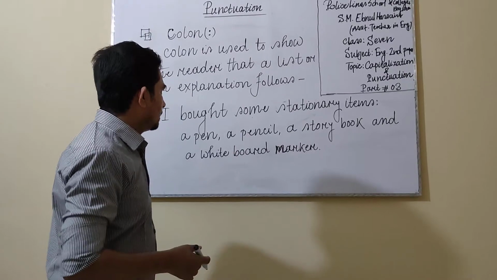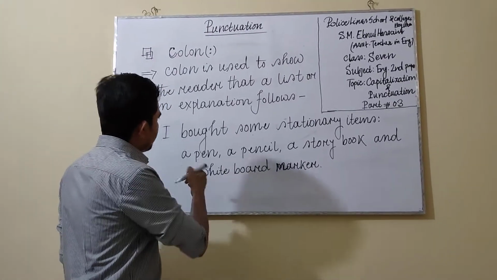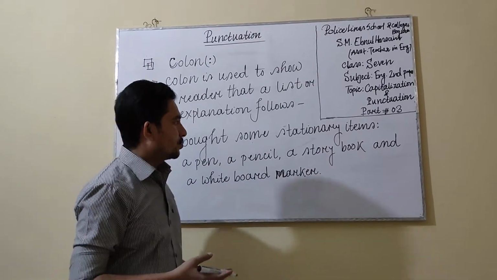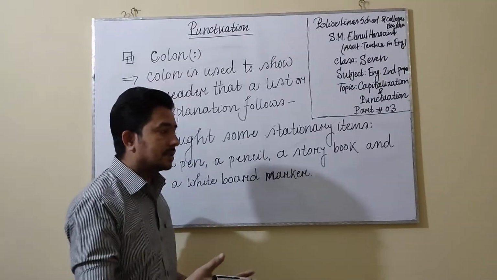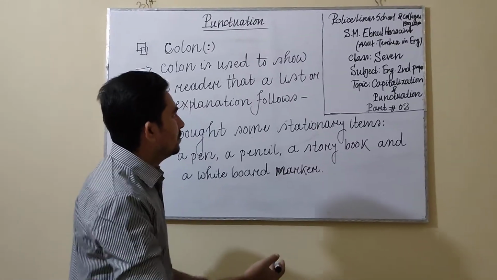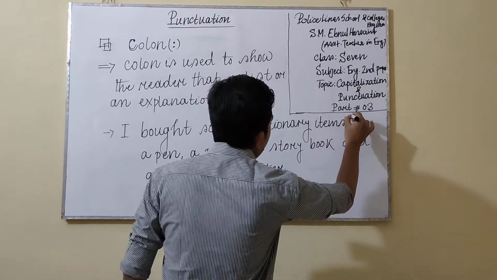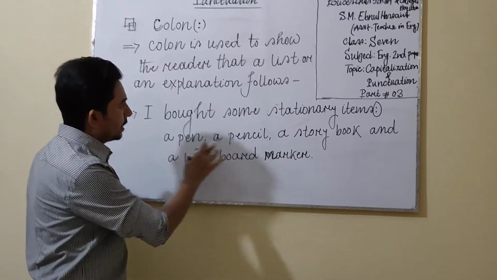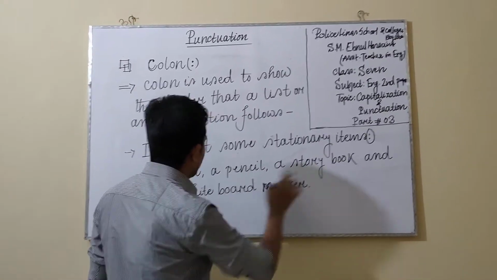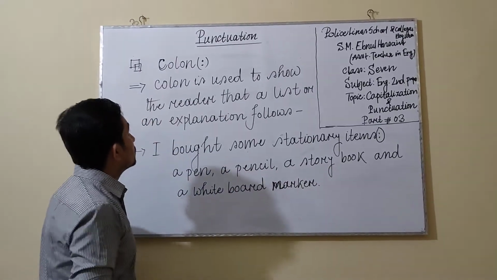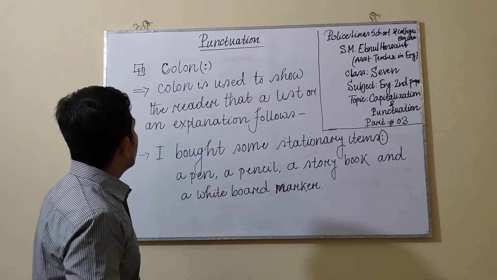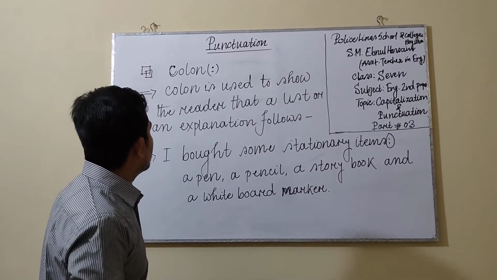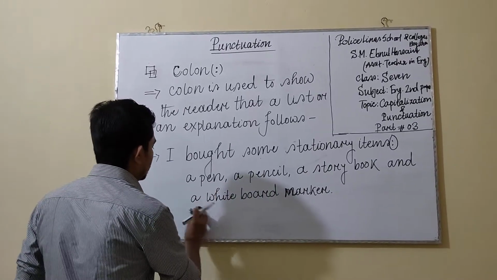Here, notice the sentence: I bought some stationery items. But here the question arises, which stationery items? The items are explained by using the punctuation mark colon. The items are a pen, a pencil, a storybook, and a whiteboard marker. So this is the main use of colon. There is another use of the colon, of course.